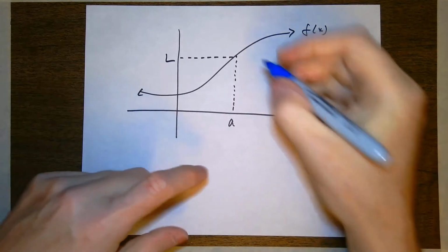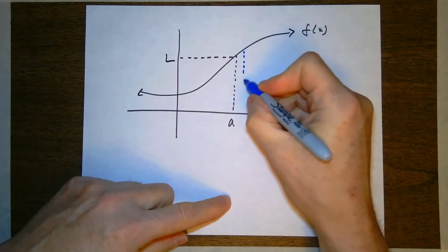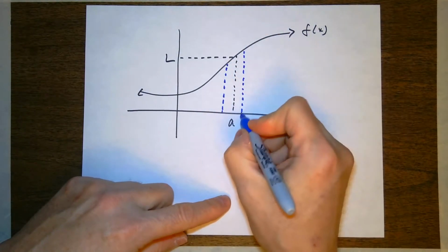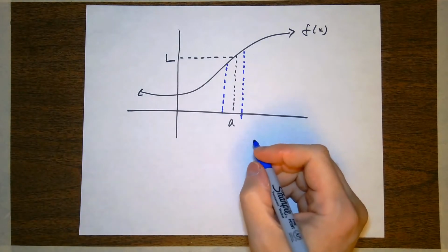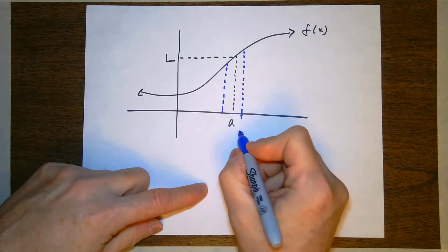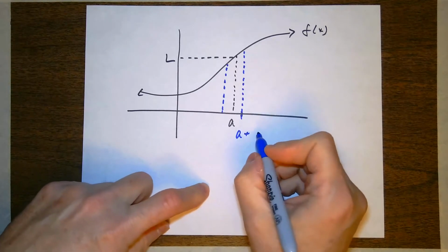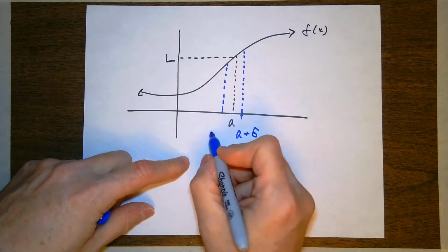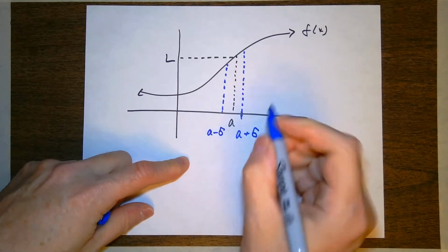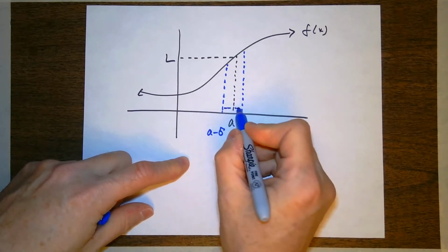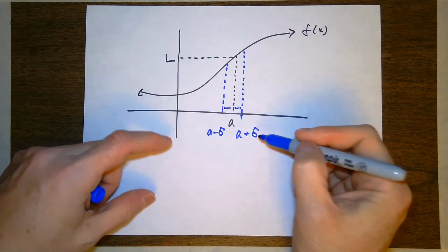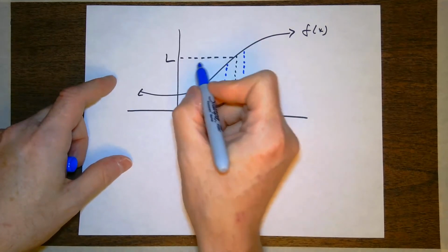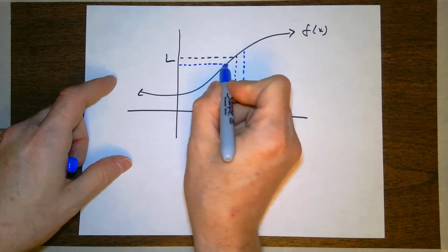So I'm going to pick points on either side of a. So this point right here is going to be a plus some delta. Oh, that's a terrible delta. And this would be a minus some delta. And this distance here would be the delta. And as delta approaches 0, as delta gets smaller and smaller, I'm getting closer and closer to the a value. And look what's happening to the corresponding limit.